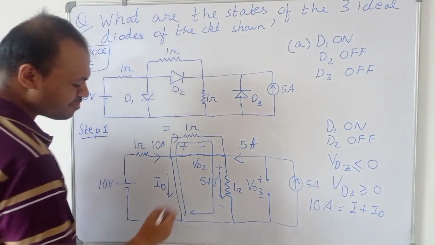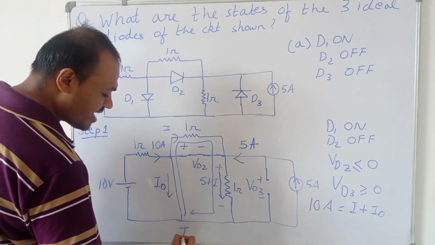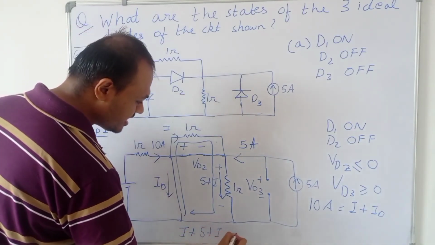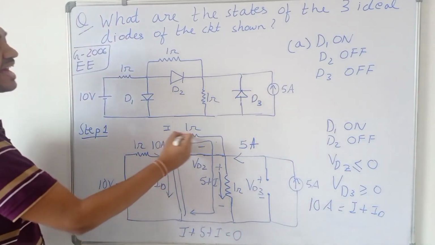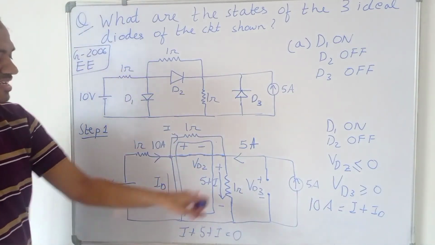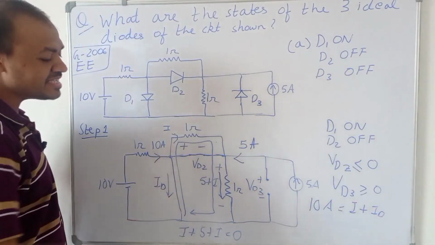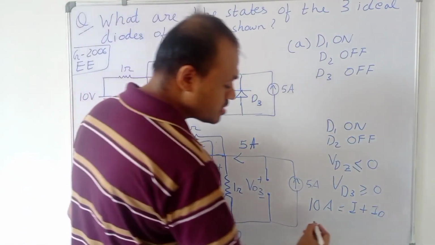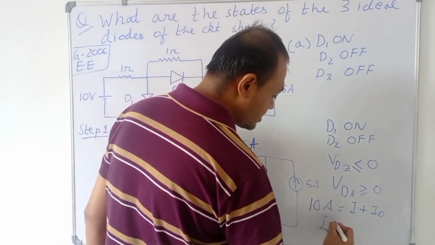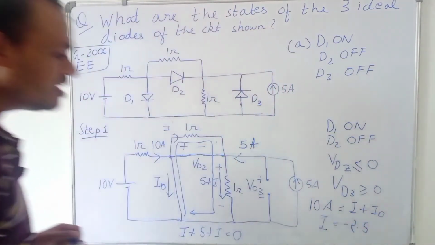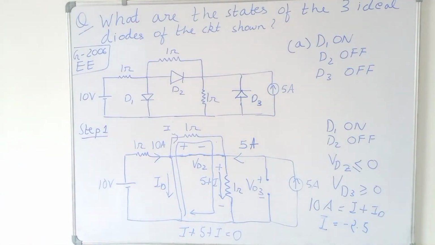Applying KVL, what we get is I plus 5 plus I is equal to 0, because this is current I through 1 ohm resistance, and 5 plus I through 1 ohm resistance, and they are in the same polarity. So I is equal to minus 2.5. So the value of current I is minus 2.5.